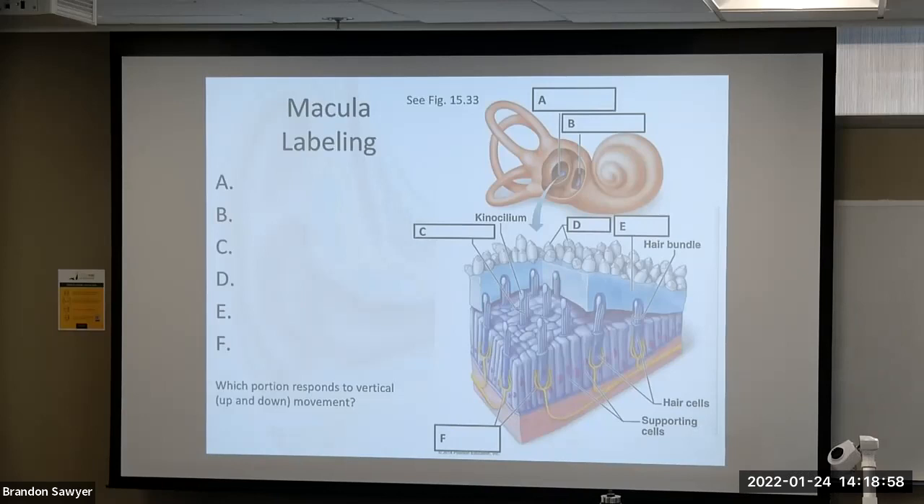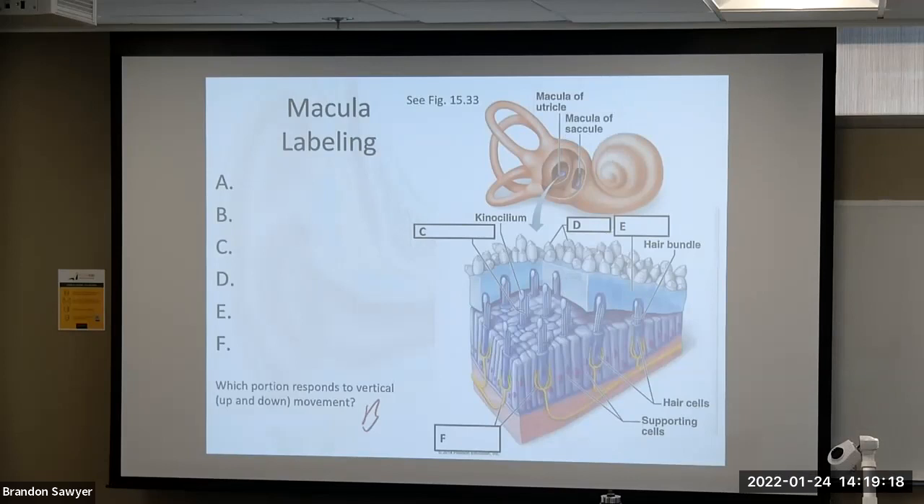So we're thinking about the one that's perpendicular to the base of the skull when we're talking about an up and down motion like that. And what's that one called? The one that's perpendicular? The saccule, yeah. So A is the utricle, B is the saccule. So B would be the correct answer there.